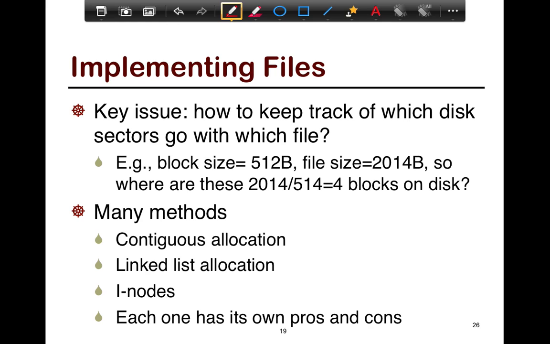So the key issue with implementing files is, how do you keep track of which disk sectors a file goes to? There are many different techniques. For example, if you have a block size of 5 kilobytes and you have a file of 2 kilobytes almost, you need 4 blocks on the disk. The question is where you're going to get these 4 blocks from.